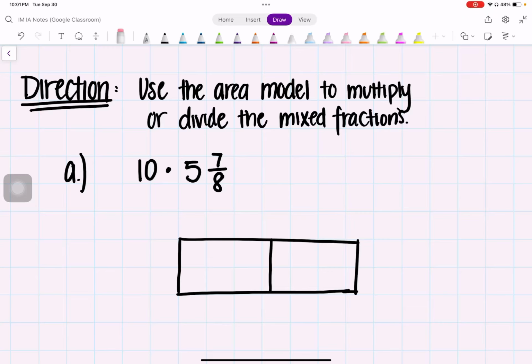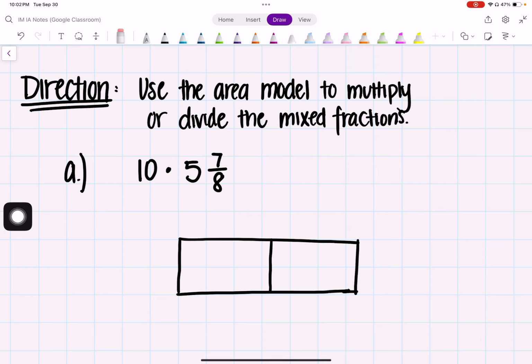Let's get started. We are going to be working in this case, guys, with mixed numbers and improper fractions, or mixed fractions and improper fractions as well, along with whole numbers. And we're actually going to be introducing the area model. I believe you guys have actually seen the area model before, a format of it, right? So we're going to go ahead and actually be using that to multiply or divide our fractions here.